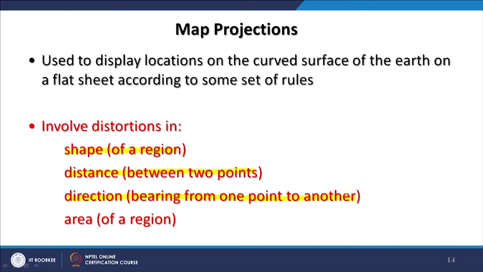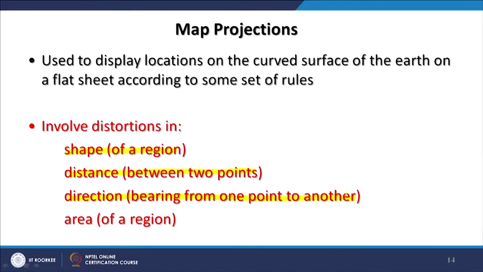I showed one example of Greenland in one projection, it had one direction, and in another it had a completely different direction. And when the shape is changing, the area of a boundary will also change. These are the distortions a map projection can introduce.